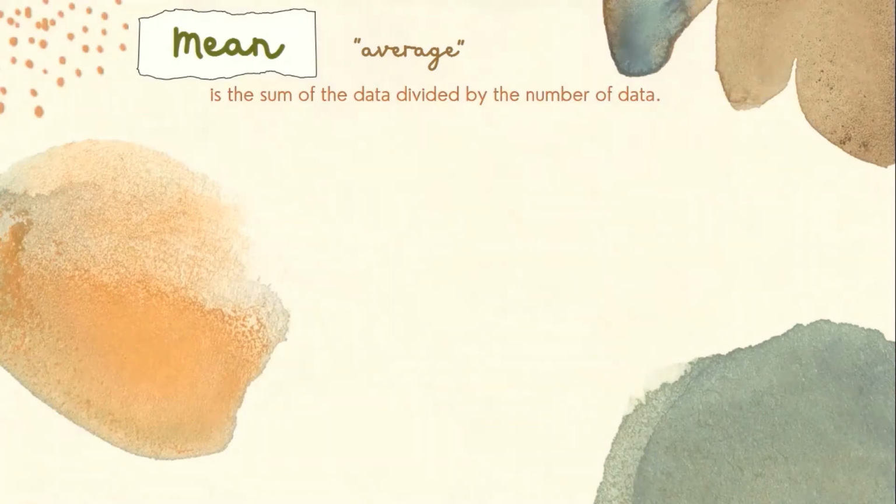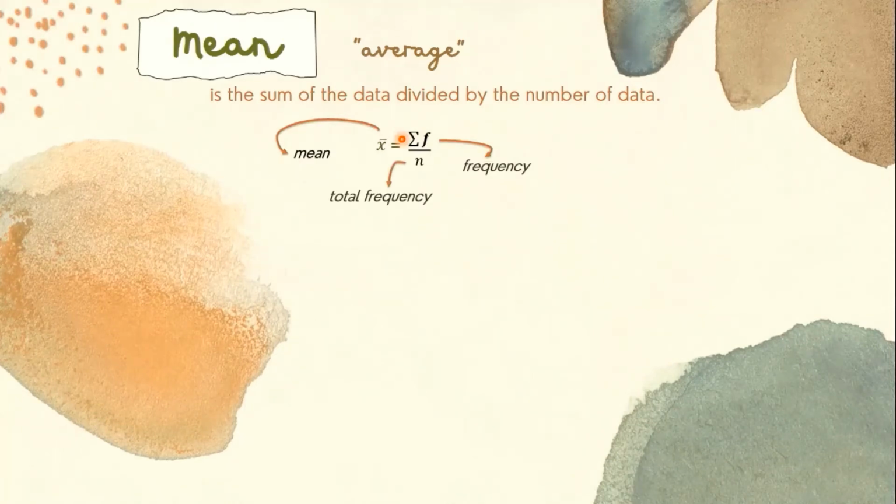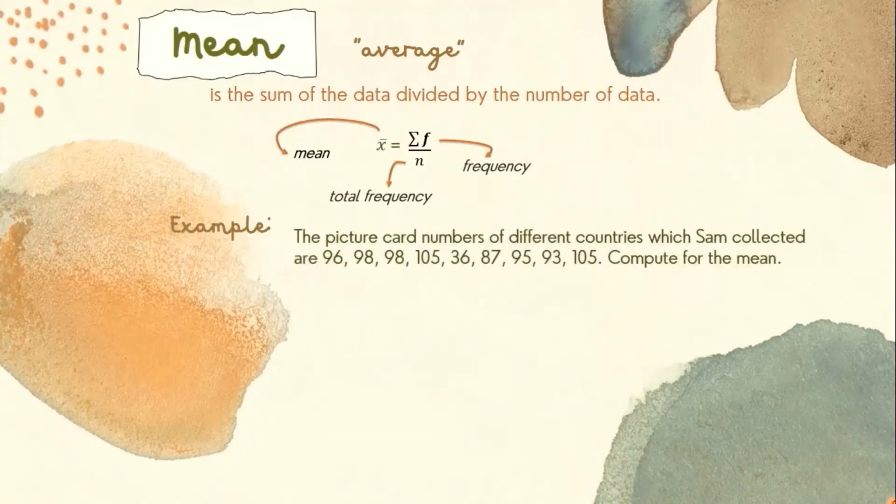It is the most commonly used measure of central tendency as it is used to describe a set of data where the measures clusters or concentrates at a point. To find the mean for an ungrouped data, we need to follow this formula, where X bar stands for mean, sigma notation pertains to the addition process, F stands for frequency, and N is the total frequency. We will be using this formula to find out the mean in this sample problem.